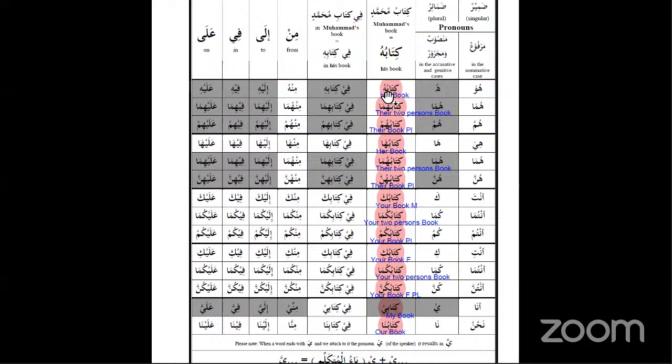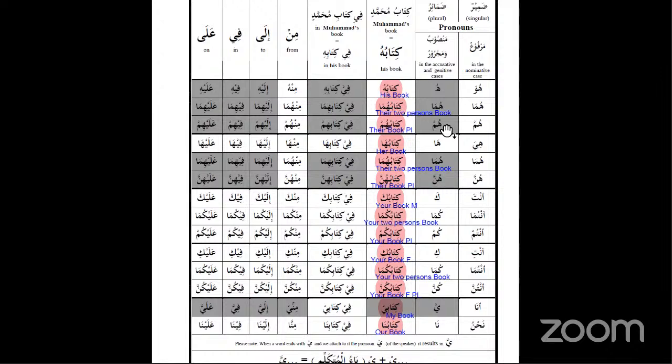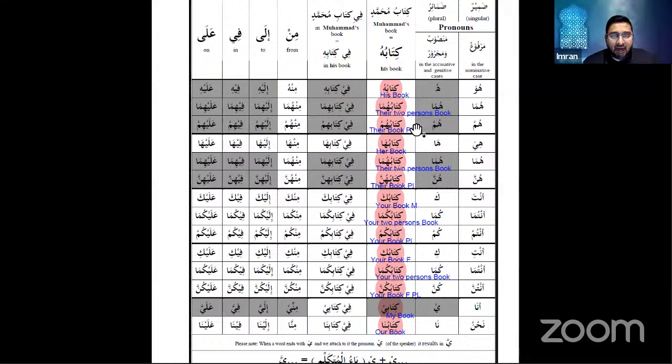Then you have huma attached to a noun, so it becomes kitabuhuma, their two persons' book. Kitabuhuma. And then you have hum attached to a noun, it becomes kitabuhum, meaning their book, for masculine.